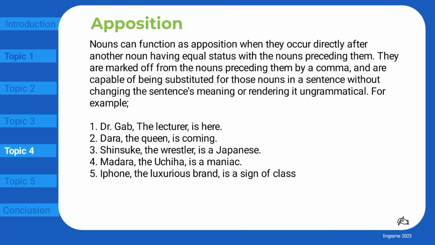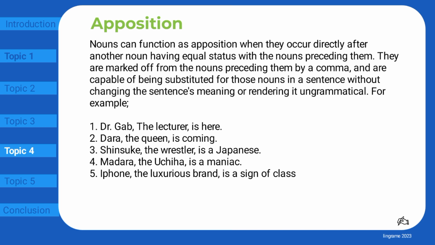Apposition. Nouns can function as apposition when they occur directly after another noun having equal status with the nouns preceding them. They are marked off from the nouns preceding them by a comma, and are capable of being substituted for those nouns in a sentence without changing the sentence's meaning or rendering it ungrammatical.